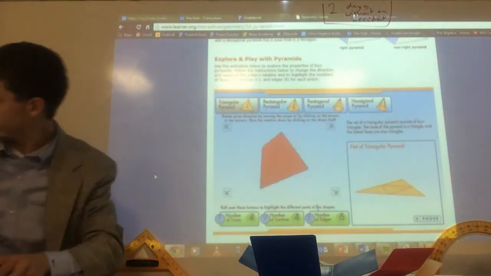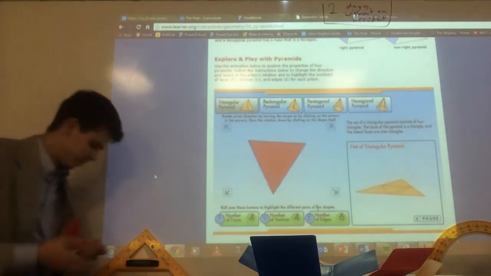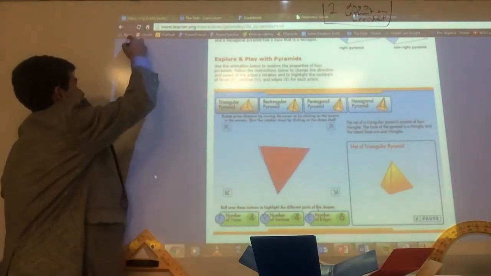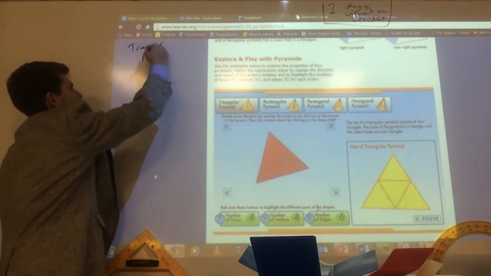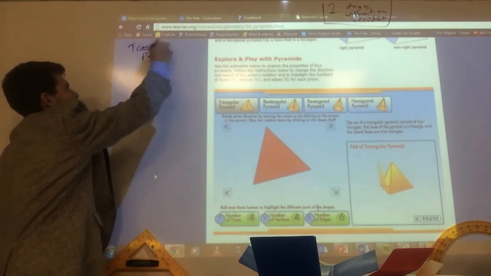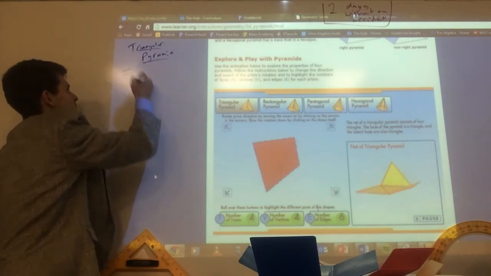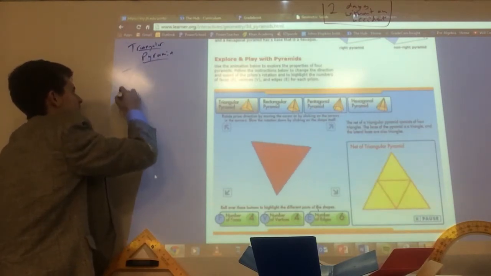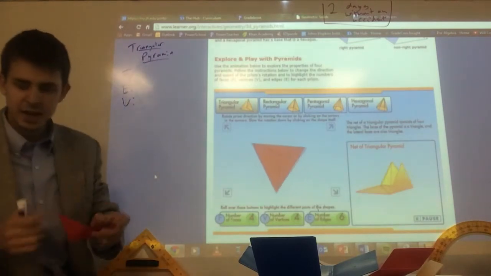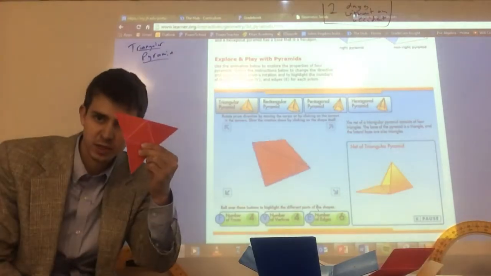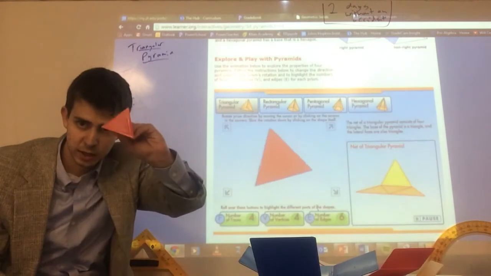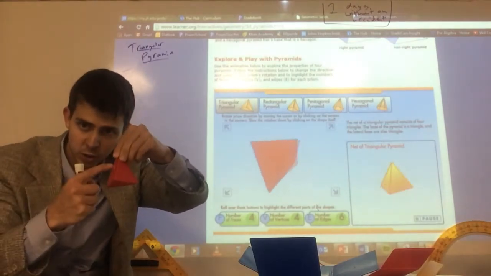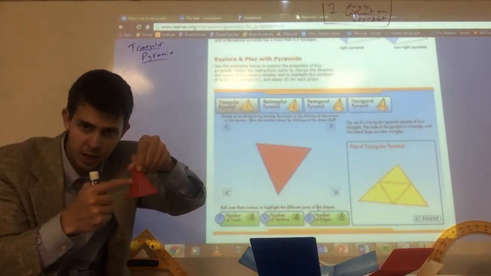So, got the triangular pyramid here. Triangular pyramid. Faces, edges, and vertices. I'm just going to abbreviate. Now the number of faces, I can just look at the surface net. That's 1, 2, 3, 4. I can also just look at this. So I got the base, 1, and then 2, 3, and 4.